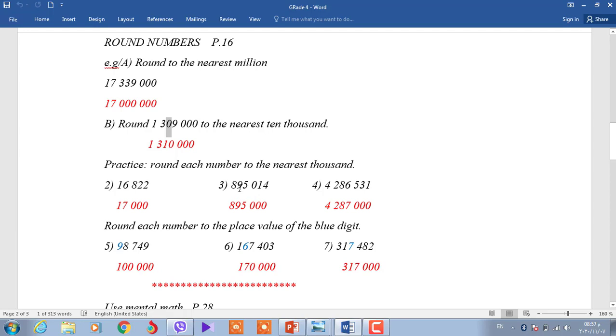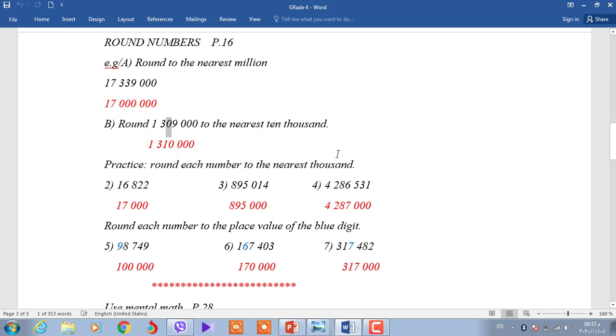We have 895,000. And in practice 4 also we have 6 in the thousands place. The number behind it is 5, so increase 6 by 1, and we have 4,287,000.